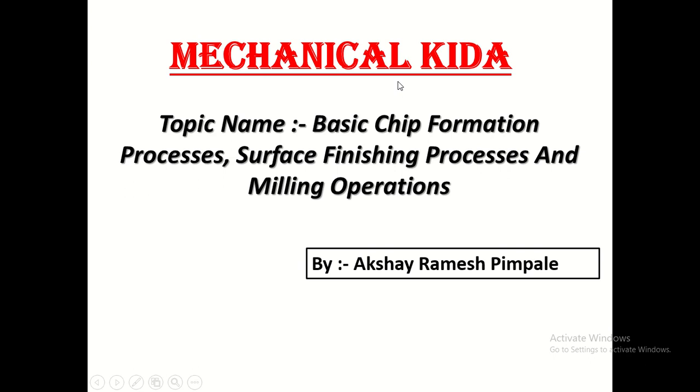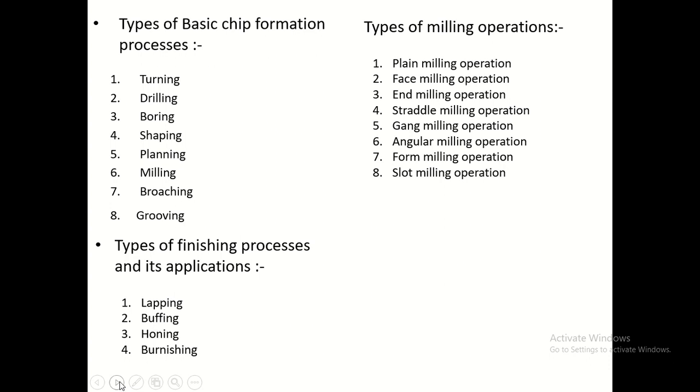Today we will discuss different types of chip formation processes, different types of surface finishing processes, and different types of milling operations. Let's start. The different types of chip formation processes are turning, drilling, boring, shaping, planing, milling, broaching, and grooving. These are the different types of chip formation processes.